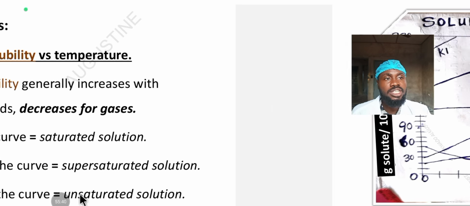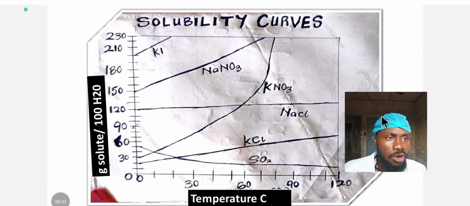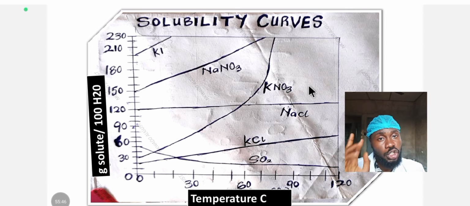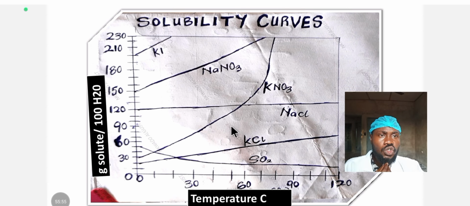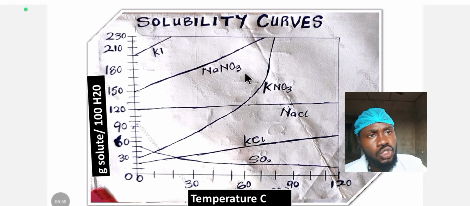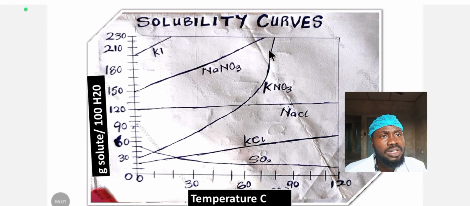Now let's look at the solubility curve. This is the solubility curve. We have two solubility curves here. I'm going to show you the other one. The other one, you are going to interpret it and drop the interpretation in the comment section. So, we were talking about the point in the solubility curve.